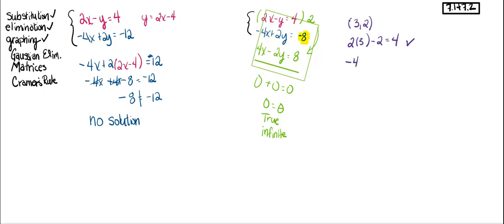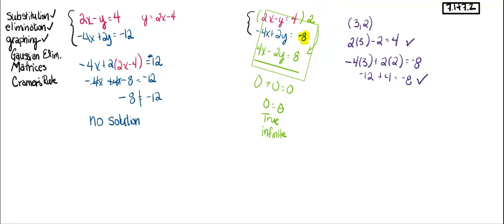We've got negative 4 times 3 plus 2 times 2. Does that give me negative 8? Well, we've got negative 12 plus 4. Yes, in fact, that does equal negative 8. It doesn't matter what I choose. Whatever ordered pair works for one will also work for the other because they're infinite solutions.